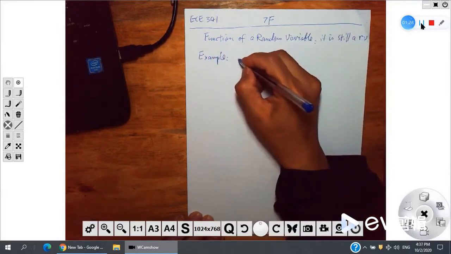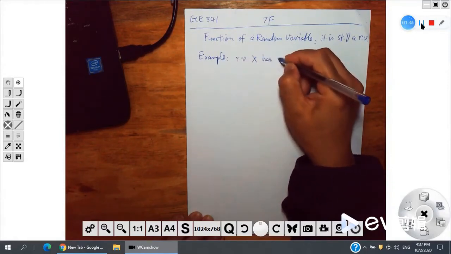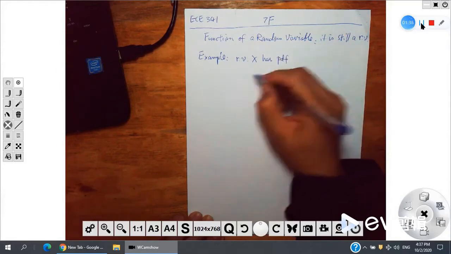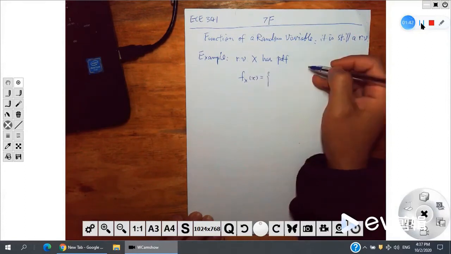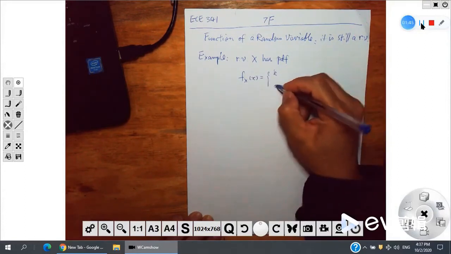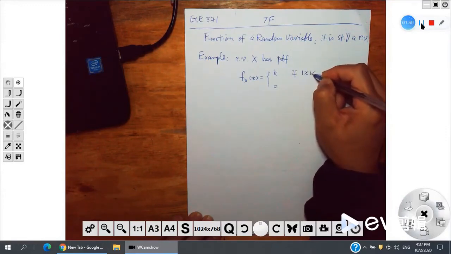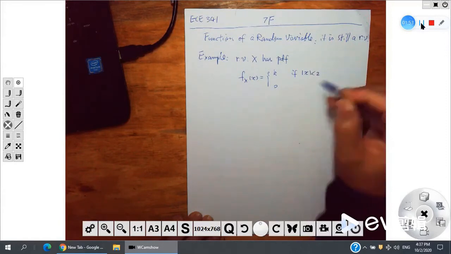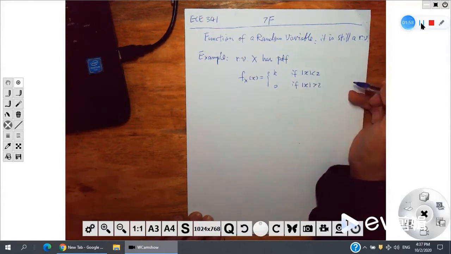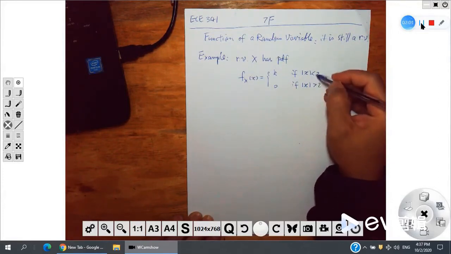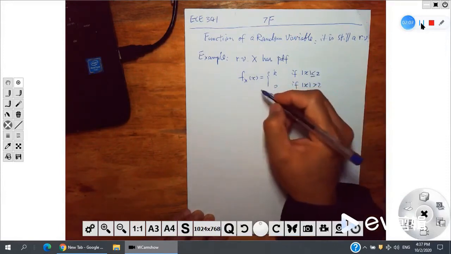Suppose we have a random variable X that has PDF, so this is a continuous type. Fx of x is some k if the absolute value of x is smaller than 2, and 0 if x is larger than 2. You can put the equal sign somewhere; I have 2 here, it doesn't matter, putting it in this part is also fine.